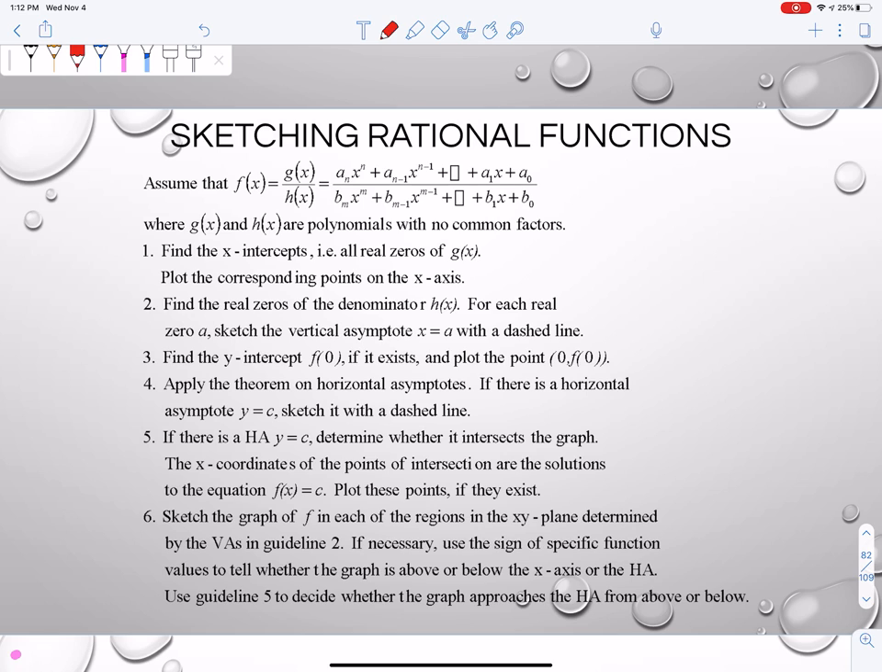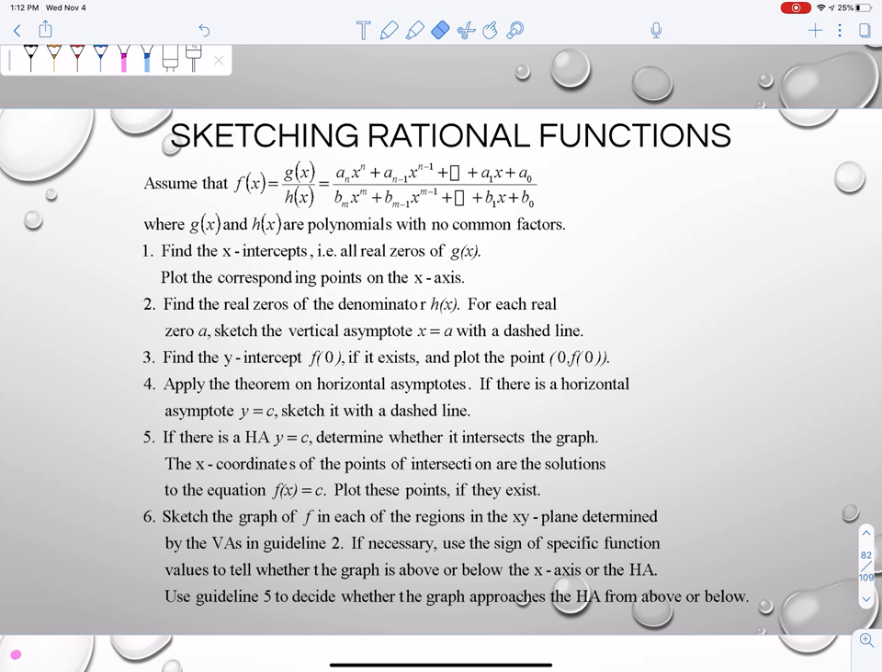So step one, I want to find all of my x-intercepts, or the zeros or roots of the numerator, okay? So x-intercepts are going to come from my numerator. So set your entire numerator equal to 0 and solve it. If it's quadratic, awesome. If it's linear, awesome. You know how to solve those. If it's a cubic or higher, well, we now know how to also solve those because we just did polynomial functions, all right?